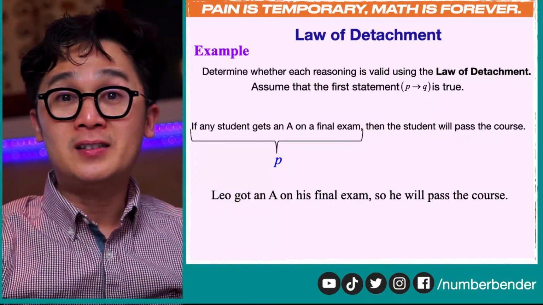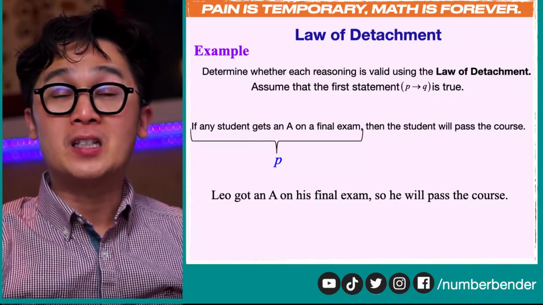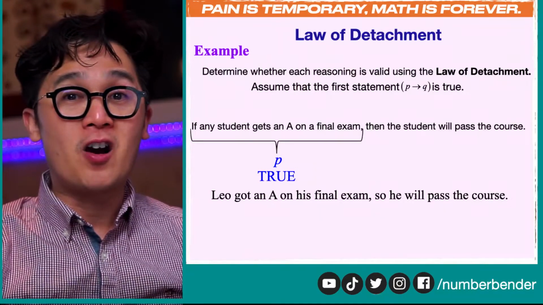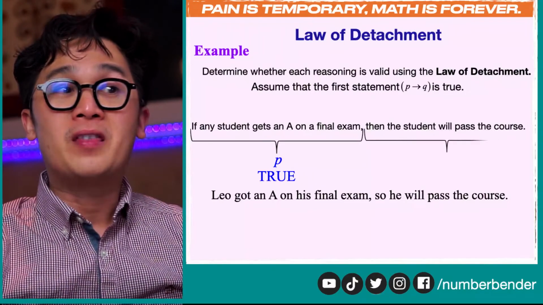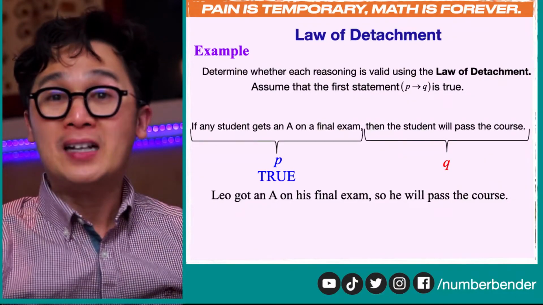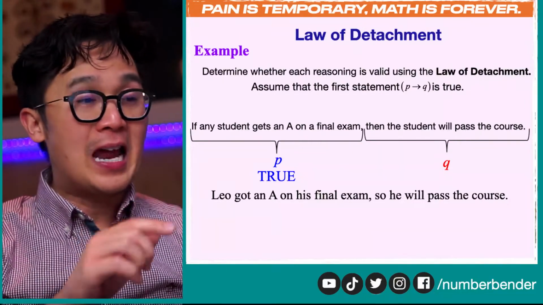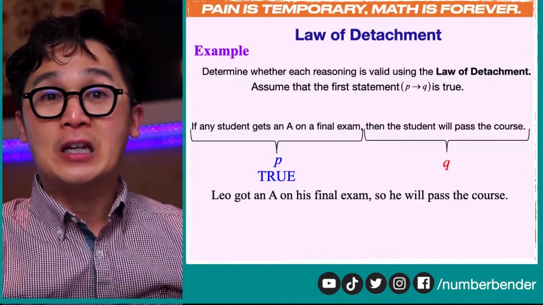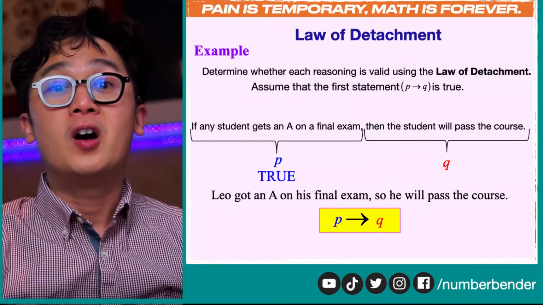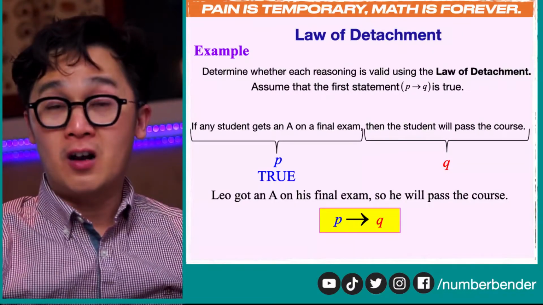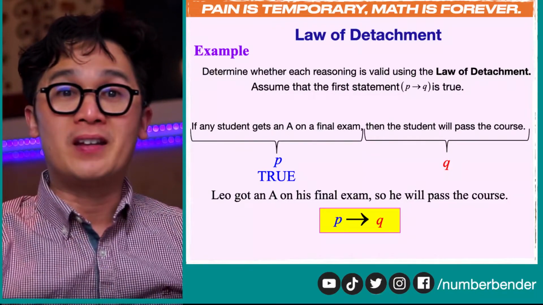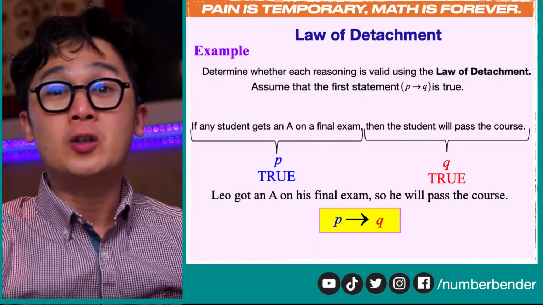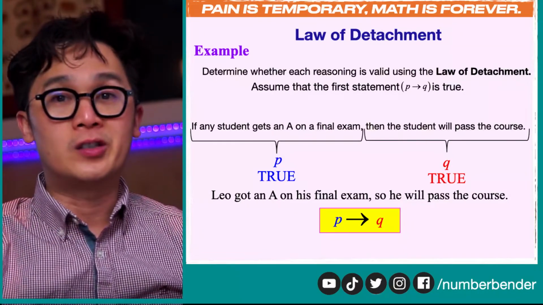Knowing that our hypothesis is true is part of a true statement, which is: any student who gets an A on a final exam will pass the course. Therefore, in our example, Leo got an A on his final exam, so he will pass the course is also true. And in this case, using the law of detachment, because we assume that our original conditional statement is true, then our conclusion in our example is also true.